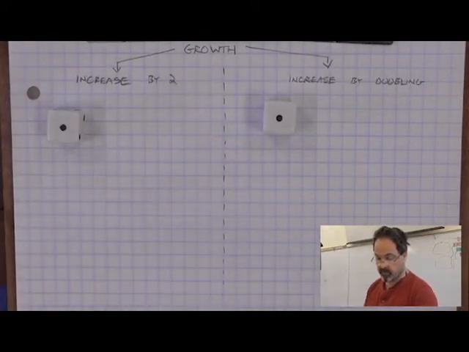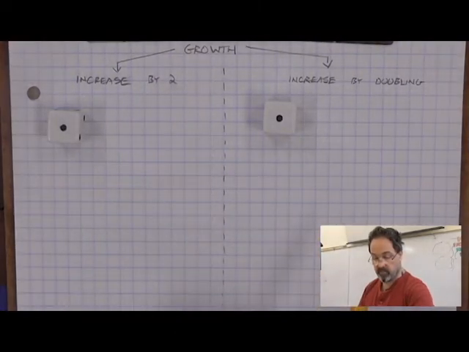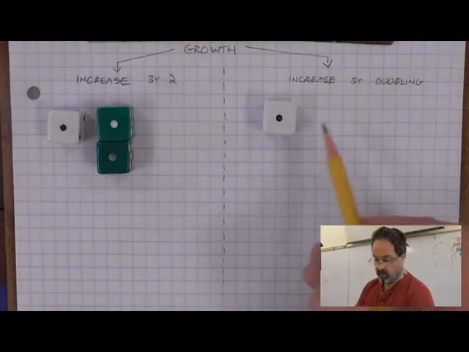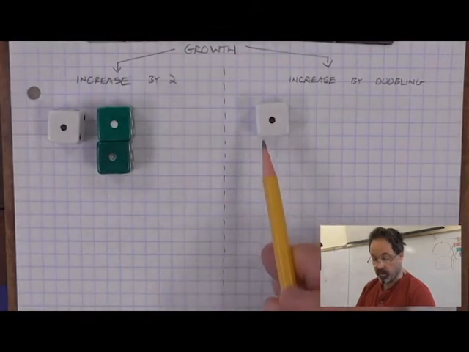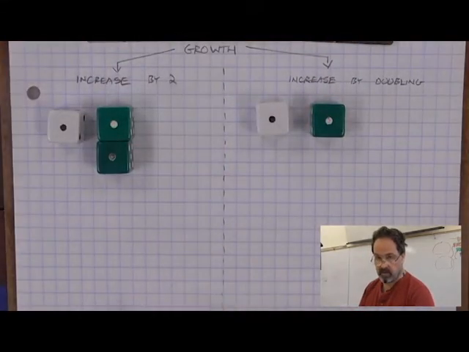So let's imagine that we start with 1 on each side. What does it mean to increase by 2? It means that I'm going to add 2 to that side, get a total of 3. On this side, if I increase by doubling, it's going to be based on what I start with. Start with 1, and I double it by multiplying by 2. After doubling, I have 2 on the right side.